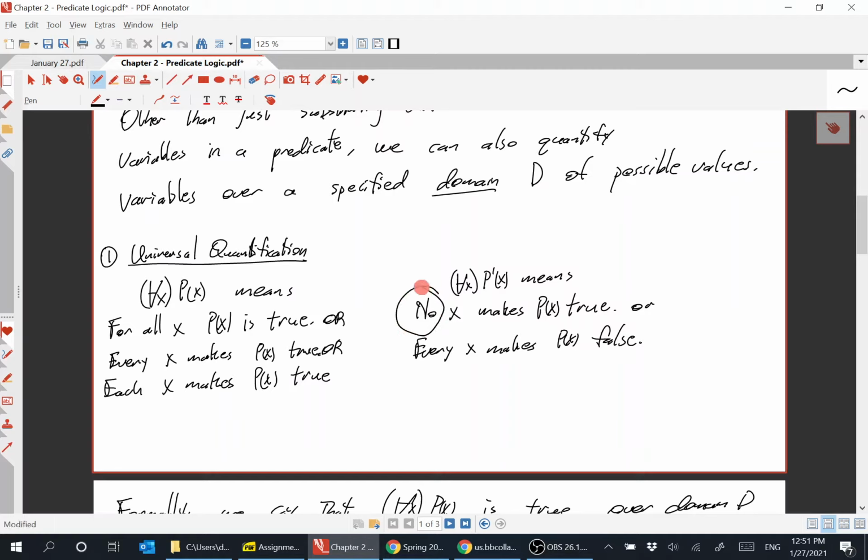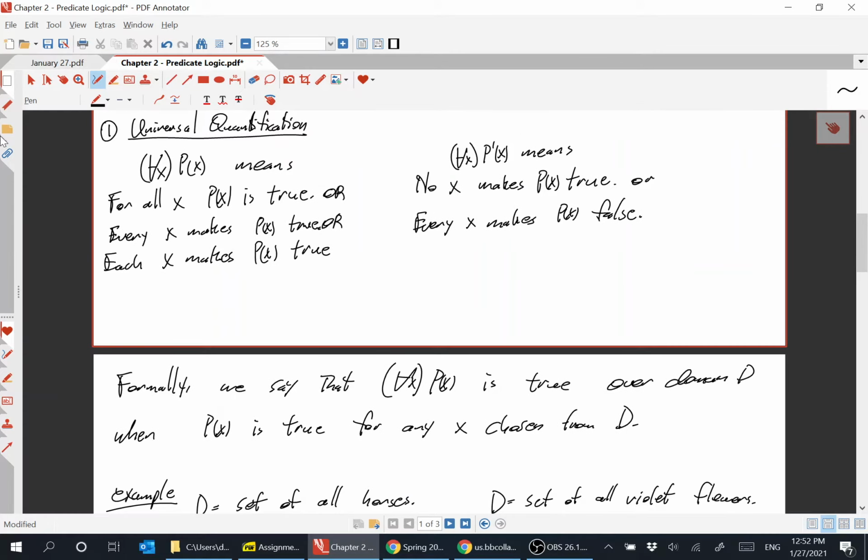And then this one, no x, that's universal quantification of the negative. Right? I mean, if I say no horses are purple, what do I mean? I mean, all horses are not purple. Not some horses are not purple. All horses are not purple. No horses are purple. No baseballs are cubes. I mean, all baseballs are spheres. No baseballs are cubes. At least not one that I've ever seen.